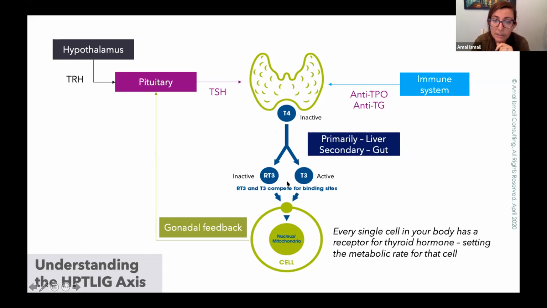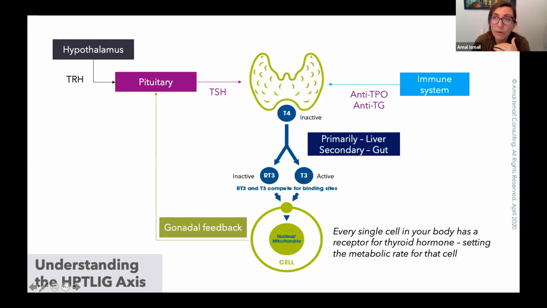So if you can see here, T3 is the active form. And this conversion of T4 to T3 primarily happens in the liver and secondarily in the gut. Nonetheless, it's much more potent than T4, of course. And although this conversion occurs in the liver and the gut, it's important to know that every single cell in the body has a receptor for the thyroid hormone.